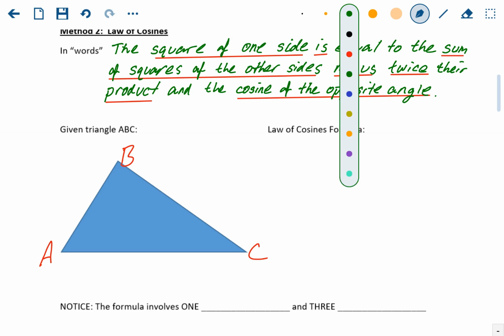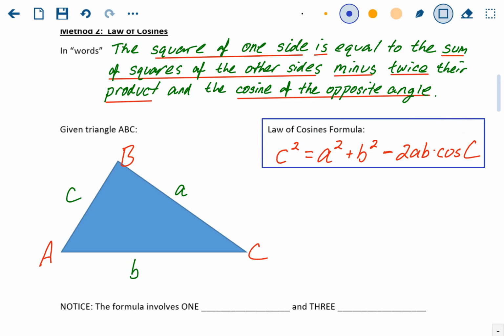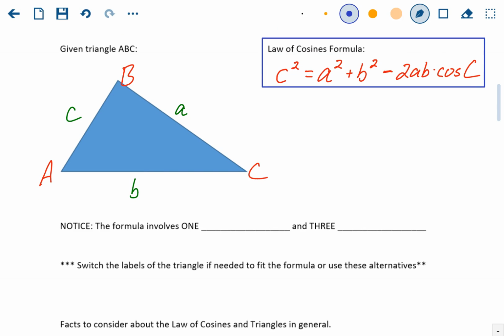First, let's label our triangle. Doesn't matter, A, B, and C. Side A, lowercase a, is across from angle A. Side B, lowercase b, is across from angle B. Side C, across from angle C. Alright, so the square of one side, say C squared, that's one side, is equal to the sum of the squares of the other sides, A squared plus B squared. Minus twice their product, minus 2AB, times the cosine of the opposite angle. The opposite angle meaning the angle opposite of C. So C squared equals A squared plus B squared minus 2AB times cosine of C.